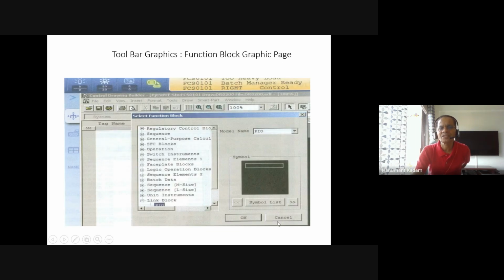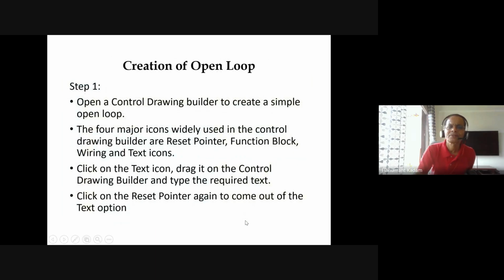So you can see the toolbar, graphic function block, graphic page here. This one is the control drawing builder, and you are selecting a function block. So you have selected a PIO here. This model name is PIO, and this is the symbol, and you can enter the tag inside this using the text in the toolbar, and click OK.